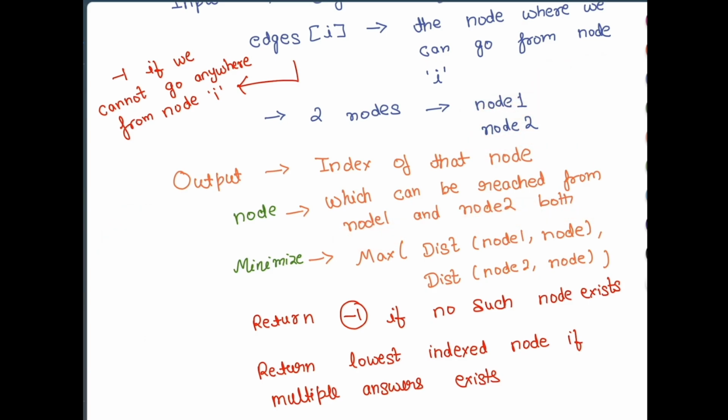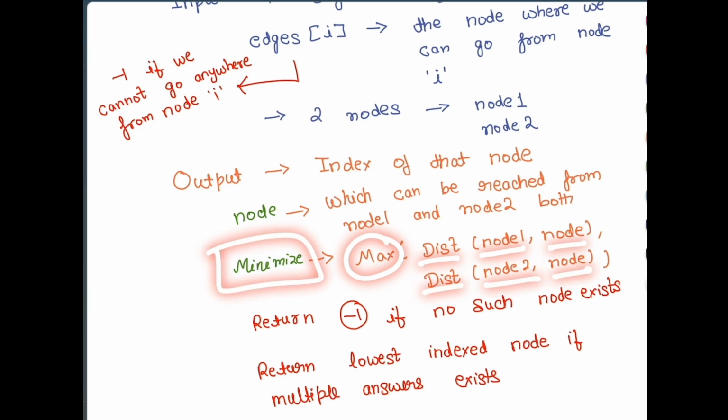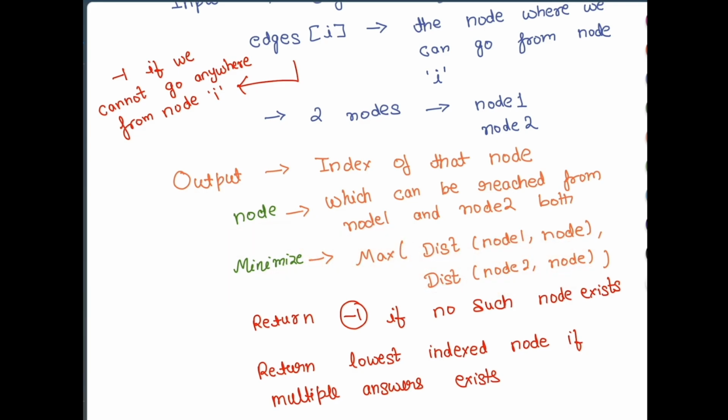That's the first point. Now the thing is, you need to find a node which is reachable from node 1 and node 2 both, and you need to make sure that the maximum of the distance from node 1 to the node and the distance from node 2 to the node should be minimum. And this statement might be confusing, but let me explain this.